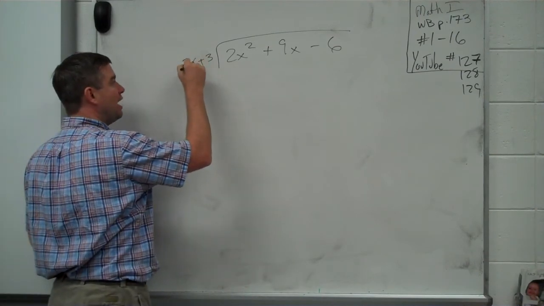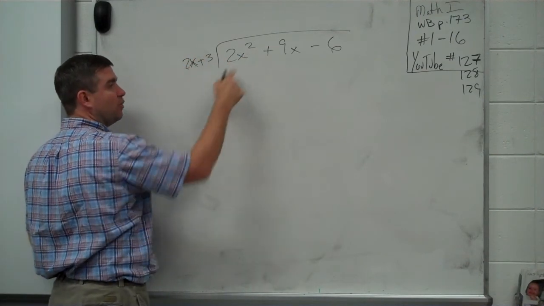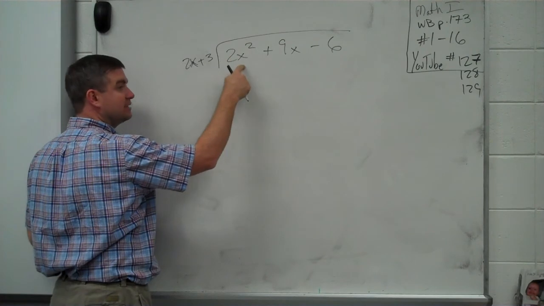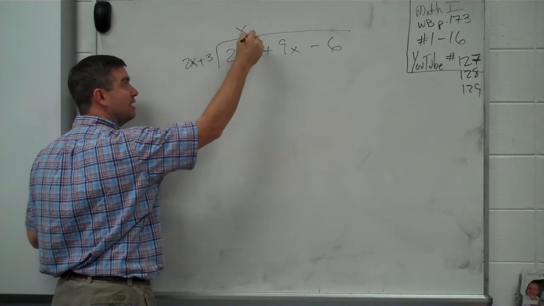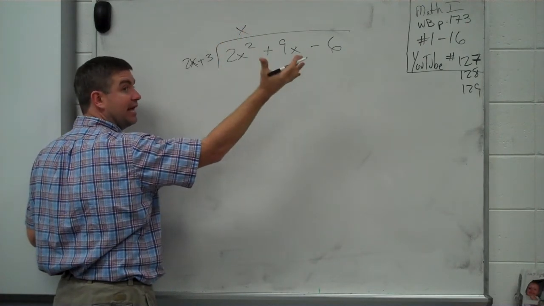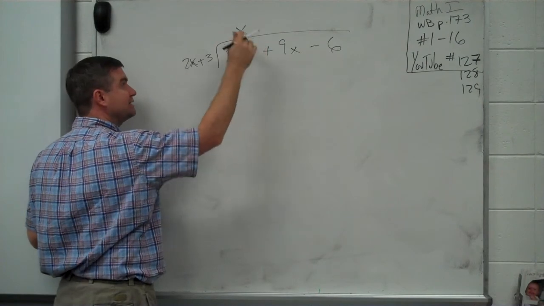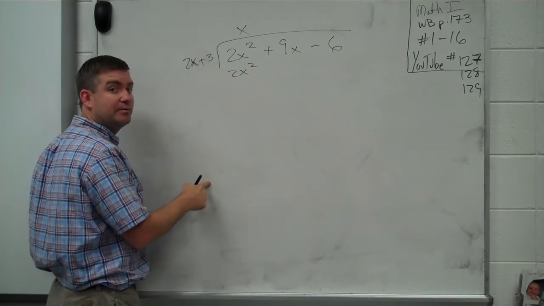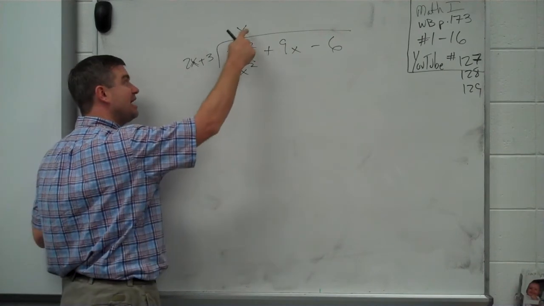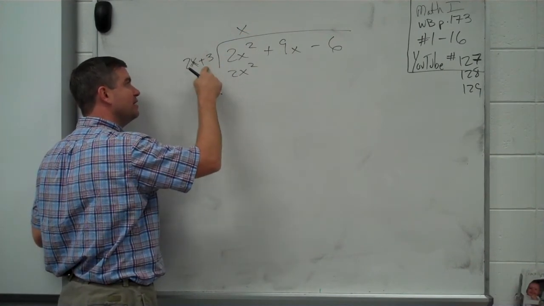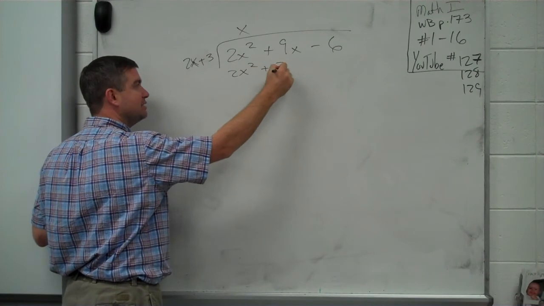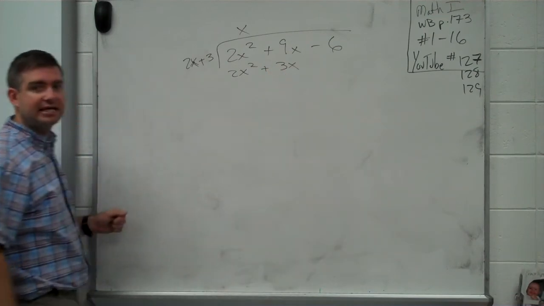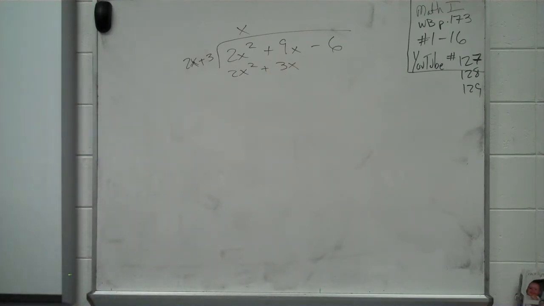How do I make 2x into 2x squared? What do I multiply 2x by to get 2x squared? Just x. You could put 1x, but just plain old x. X times 2x, watch, is 2x squared. Everybody's eyes should be up here. Then I have to do x times 3, and I have to write plus 3x like that. That's why it has to be in descending order.